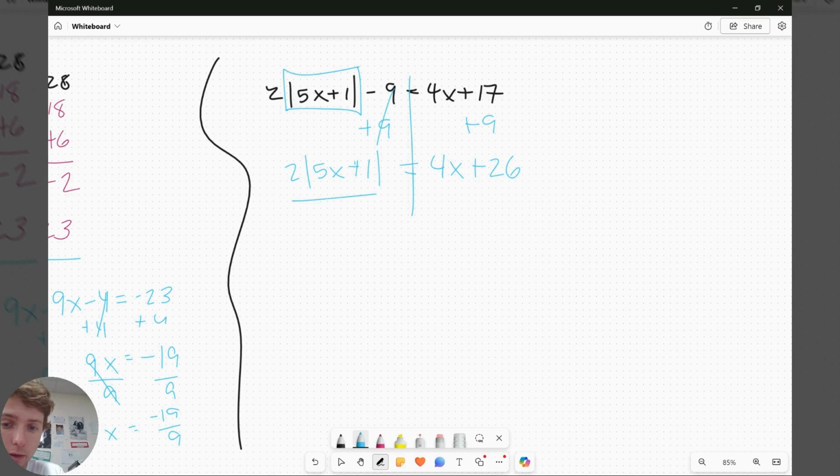We can still get rid of the 2. Again, you have to divide it on both sides. And when you do that, one thing you do want to note is multiplication and division affects everything. So if I divide by 2, the 2's on the left cancel, but the 4 and the 26 both get divided. So finishing that problem then, 4 divided by 2 is 2x. 26 divided by 2 is 13.